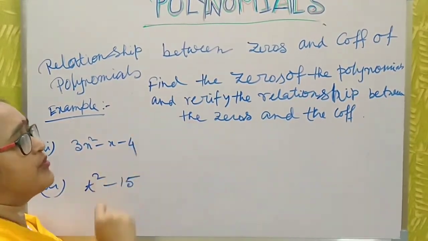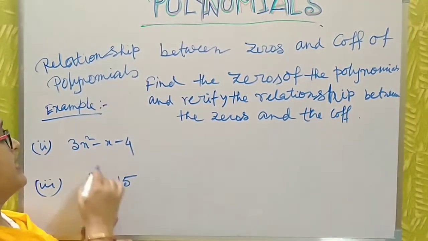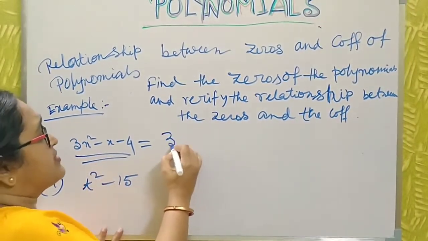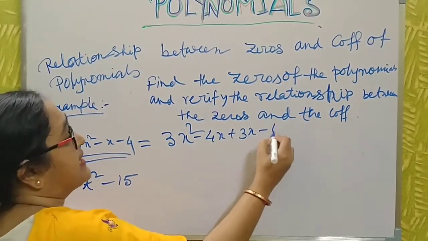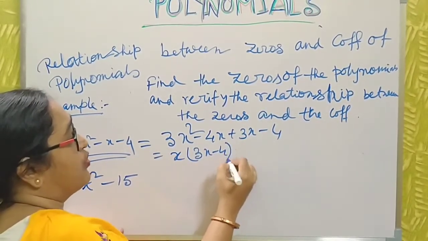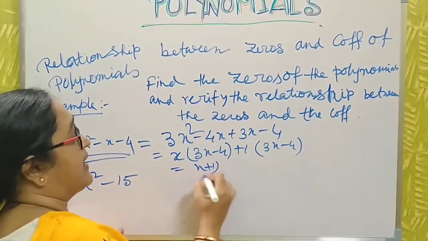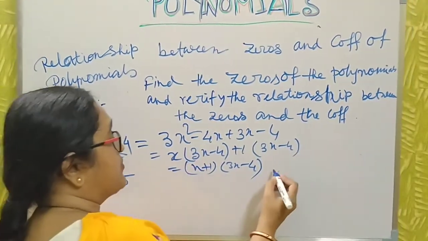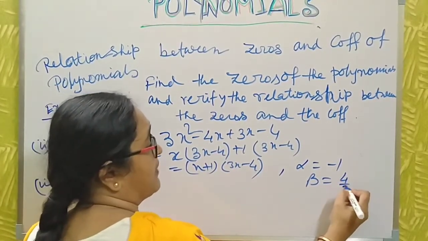Find the zeros of the polynomials and verify the relationship between the zeros and the coefficient. Just do the middle term break also. All the students know the middle term break. 3 4s are 12. That's why here is minus 4x plus 3x minus 4, and just you take a common x. This is 3x minus 4, and you just take a common 3x minus 4, then x plus 1 and 3x minus 4, two factors of these polynomials. Then the zeros, alpha is minus 1 and the beta is 4 by 3.